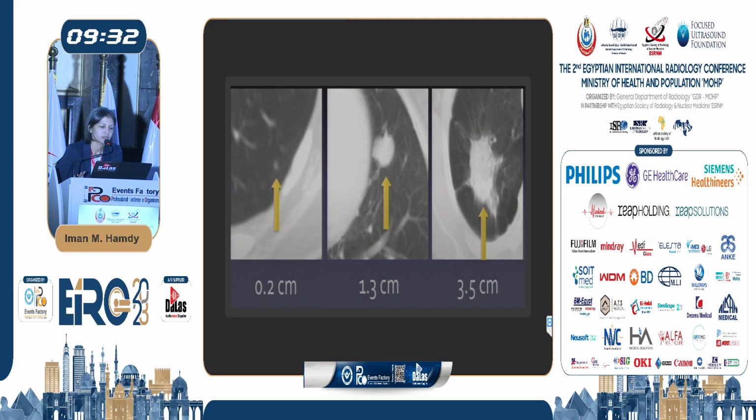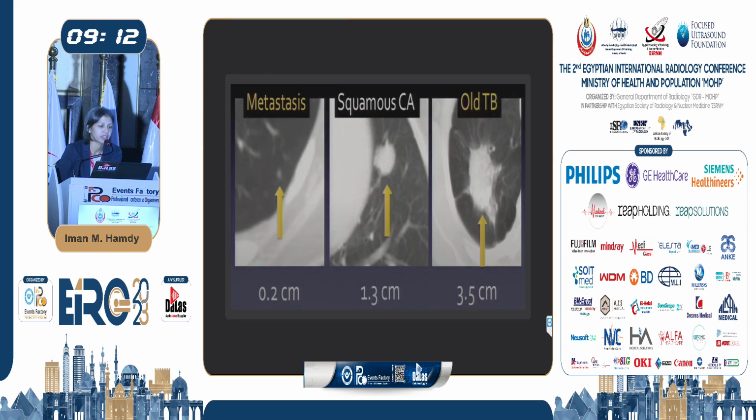However, there are exceptions. If we look at these three images, we will say from what I said before that the 0.2 centimeter is benign and the other two are suspicious. However, metastatic nodules are very deceiving. They have a smooth outline, and they are very small. So the smallest one was metastatic, and the larger one, the ugly one, was granuloma, all TB, and the middle one was squamous carcinoma. So we always have to put in mind exceptions.